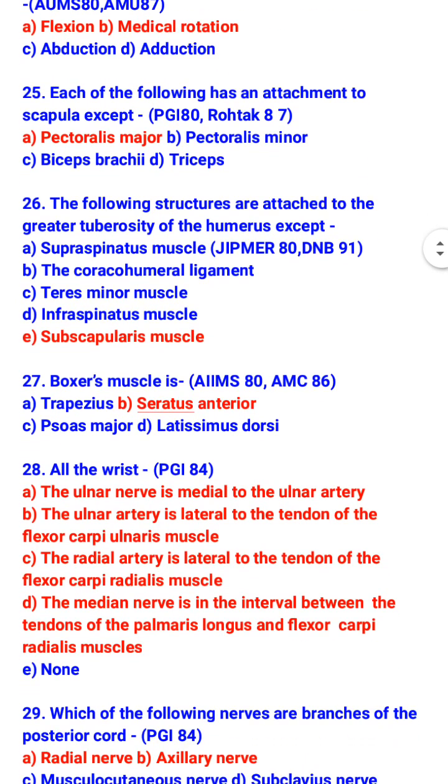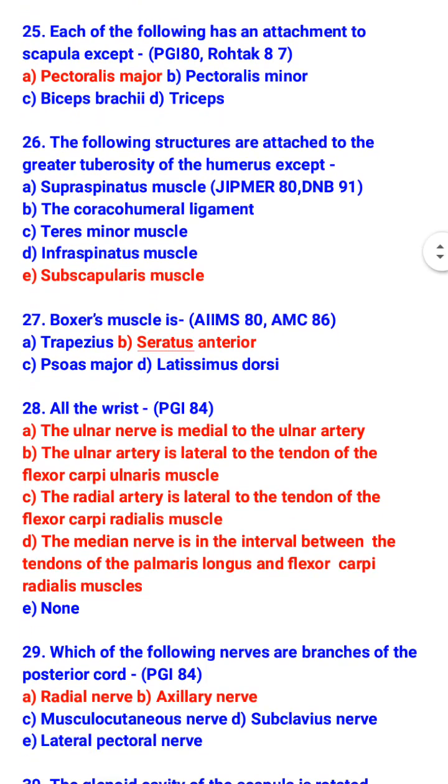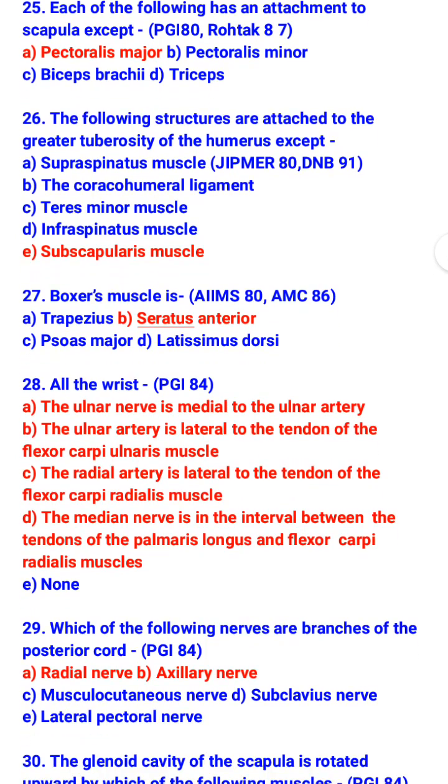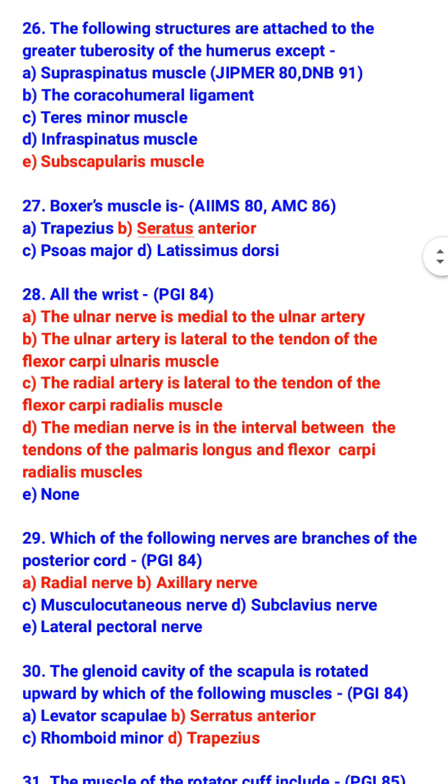The following structures are attached to the greater tuberosity of the humerus except. So greater tuberosity of humerus has attachment for supraspinatus, the coracohumeral ligament, teres minor muscle and infraspinatus muscle. Subscapularis muscle does not have attachment on greater tuberosity of the humerus. Boxer muscle is serratus anterior.